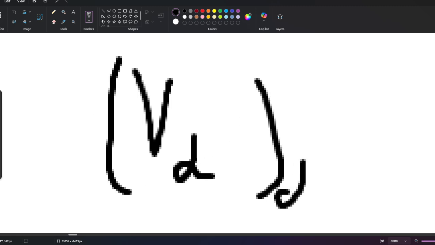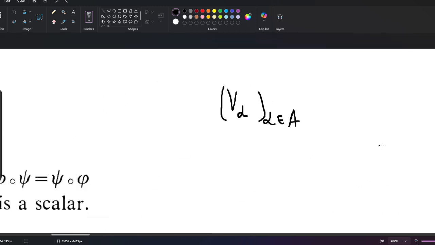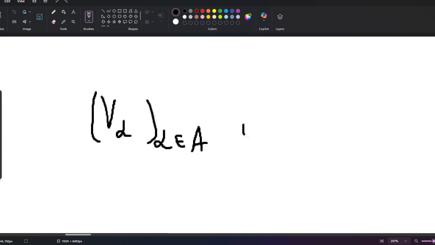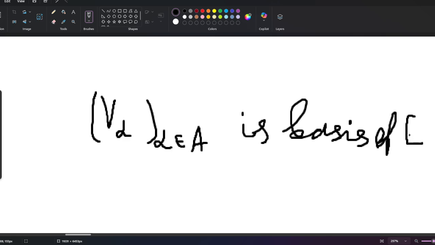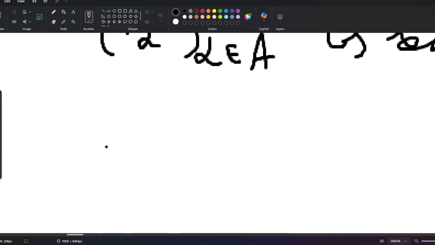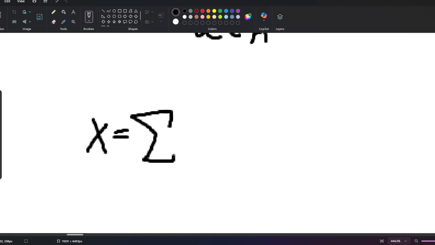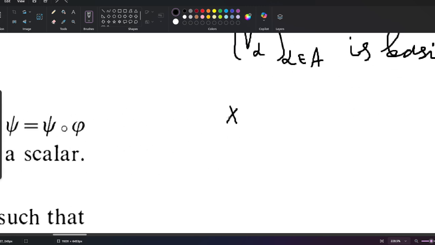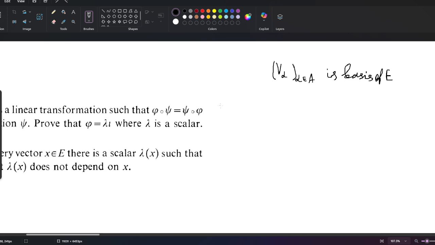Now the way I went about it is I said, well, first of all, let's say that v of alpha, where alpha belongs to capital A, is a basis of E. Okay, now that we have this sorted out, any x in E can be represented in this manner as a sum. How do we call it? Well, it's not really important in this part, so I won't define it, or look for cool Greek letters to apply.